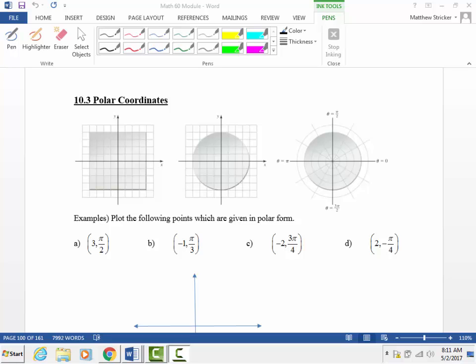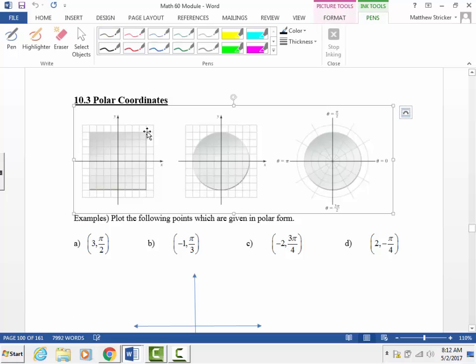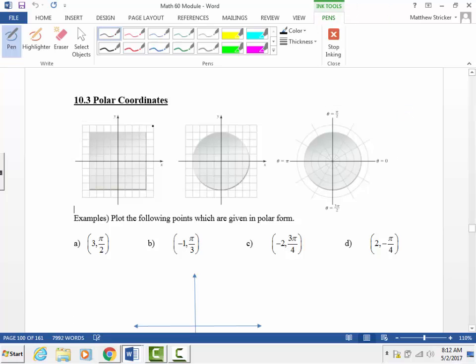We're used to this system, right? With the x-axis and the y-axis. And we know to get out to some point, if we have a point, say there, to get to that point we have to go out by x and we have to go up by y. Are we all right with that?